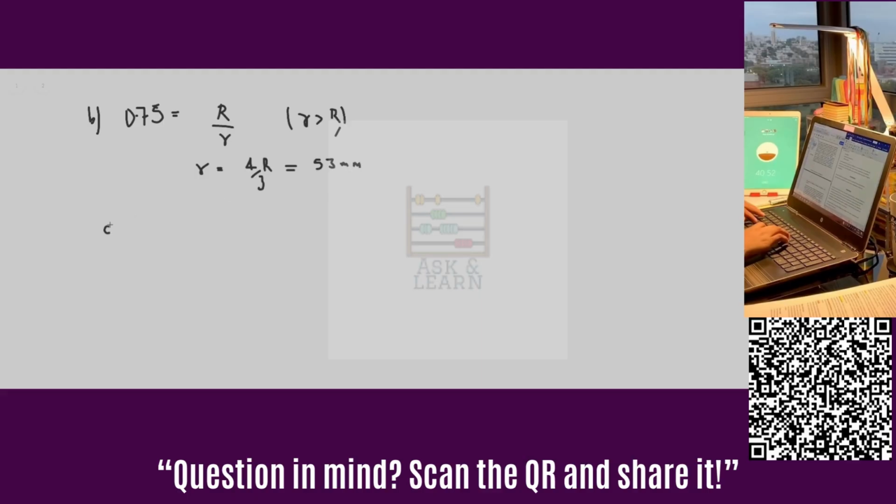We go back to part C. Problem C asks us to find the overall maximum magnetic field, that is B max. As we said previously, B max is equal to mu naught I over 2 pi R. I is 6 amperes, R is 40 millimeters. When we substitute these values, we get a value of 3 into 10 power minus 5 Tesla.